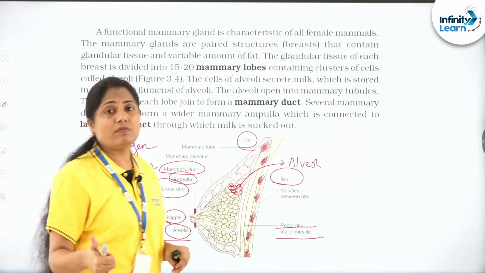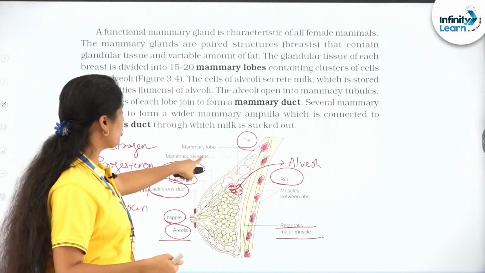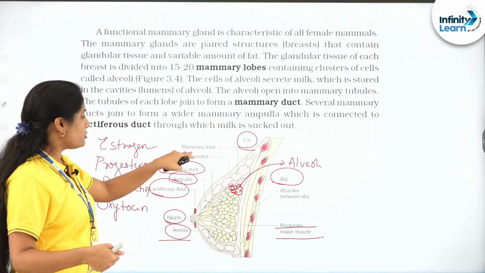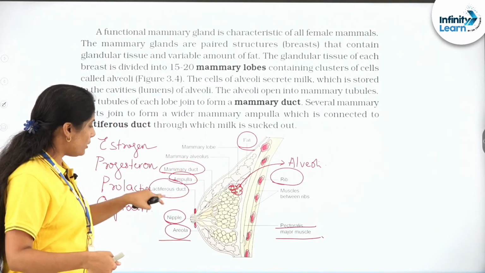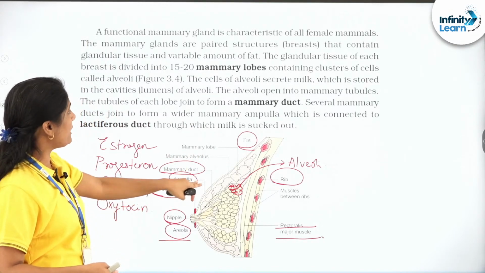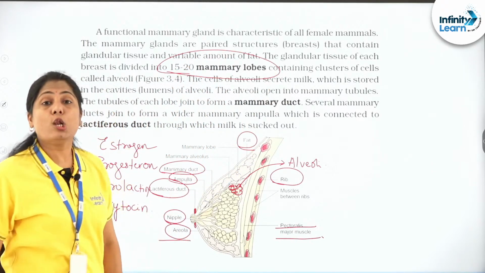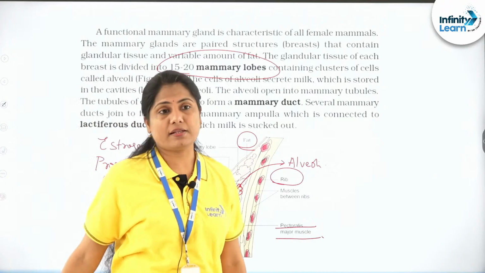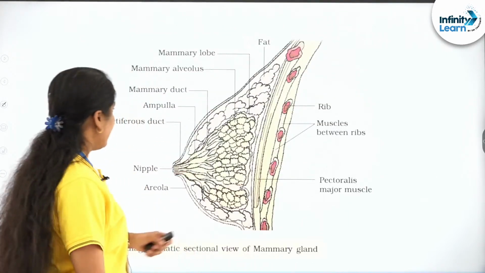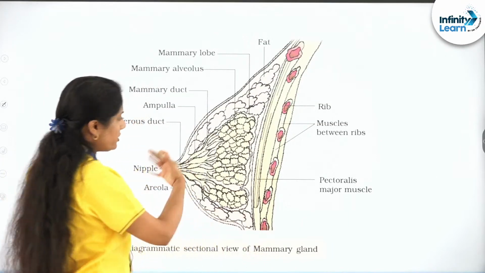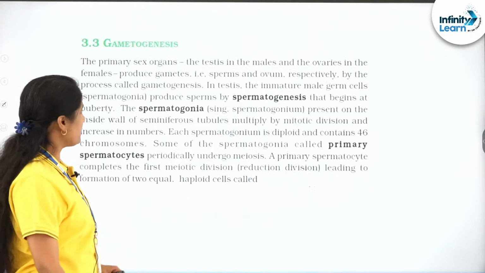So the milk pathway is the take home point from this particular slide. Understand, within alveoli the milk is produced. From there it goes to the mammary tubules, to ducts, and then ampulla to lactiferous ducts. Each mammary gland is divided into 15 to 20 mammary lobes in which there are these alveoli, right? So that's the structure straight from your NCERT text.